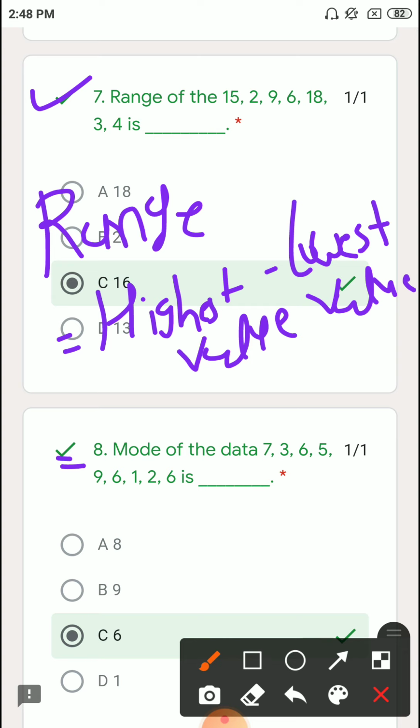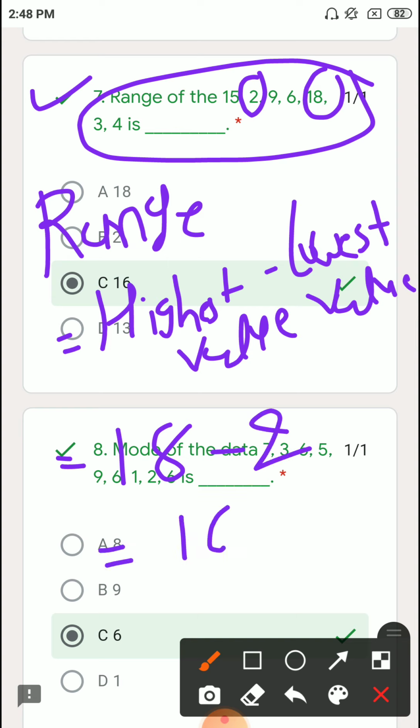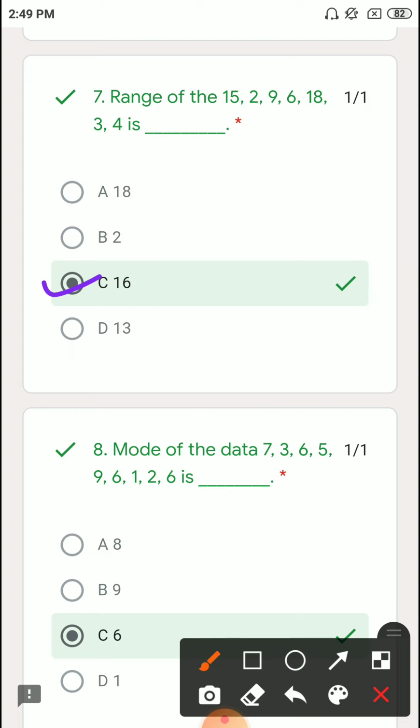So first of all, from this data, which number is highest? Here 18 is the highest, right? So the highest number is 18 minus the lowest value. The lowest value is 2. So 18 minus 2 is 16. So our answer of range is 16. Highest value minus lowest value, so here our answer is 18 minus 2, 16. So option C, 16.